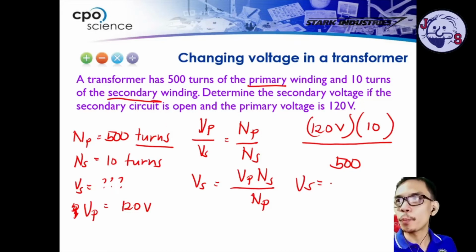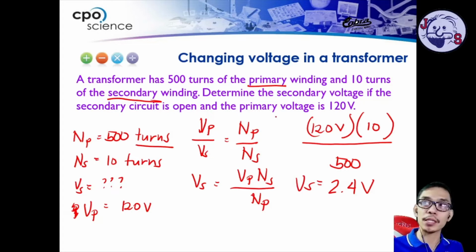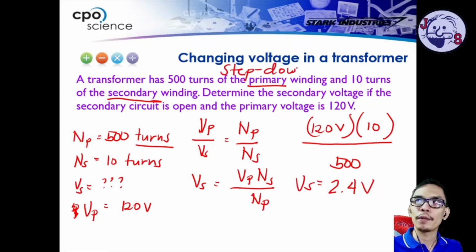So that is 2.4 volts. Alright, so what happens here? From higher voltage to lower voltage, that is a step down. This is a step down transformer. So 2.4 volts.